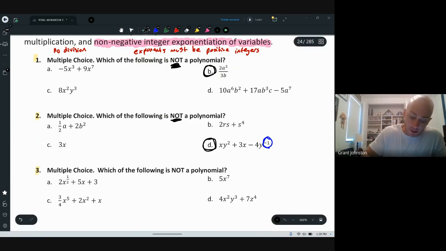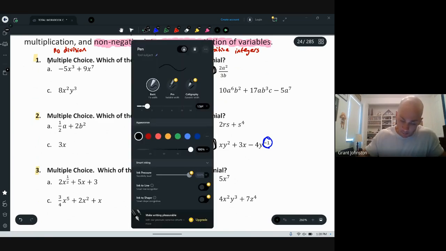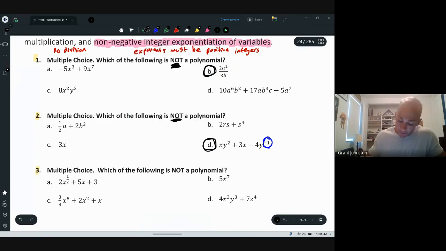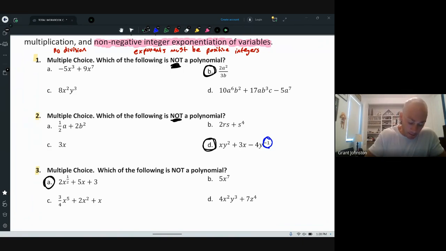Number 3, which is not. Again, these are all saying which is not. That would be A, because you can't have fractions as an exponent. It must be an integer. You see it has a 1/2. So that is not a polynomial.